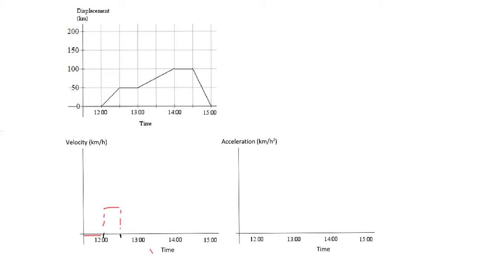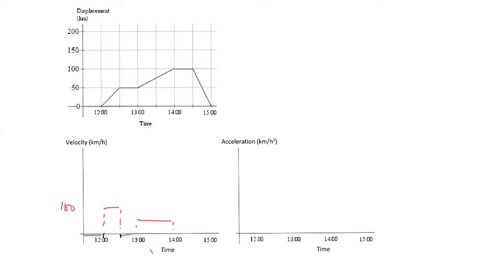We can see its velocity is going to be 100 kilometers an hour because it does 50 kilometers in half an hour. So this is actually 100 kilometers per hour. Then we've got its displacement not changing, so its velocity goes back to 0 for the time being. Then the next section, you can see it does 50 kilometers in 1 hour, so it's going to be like this at a lower speed.